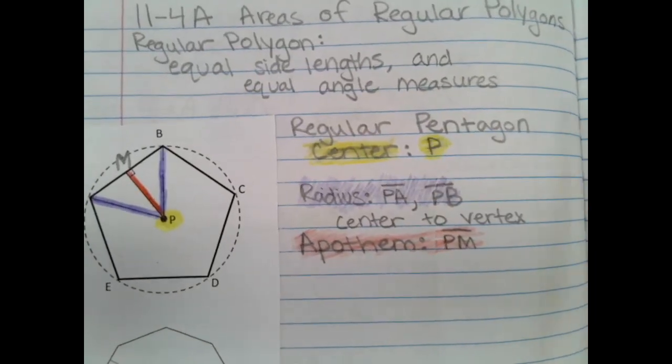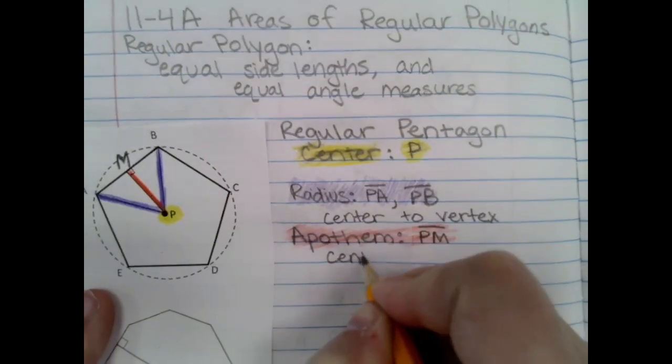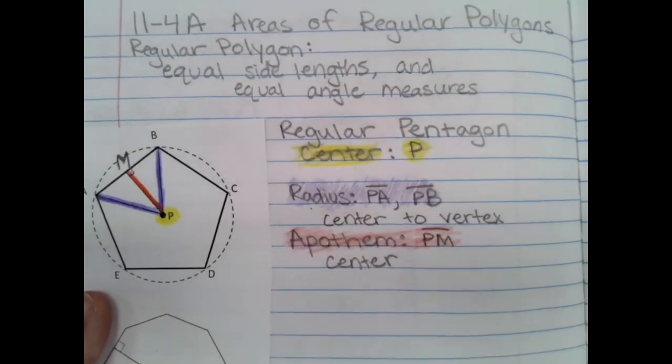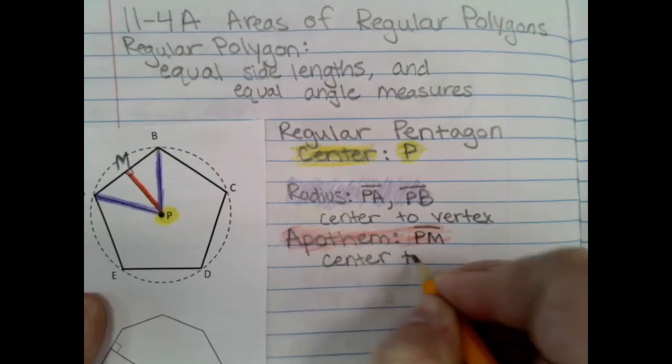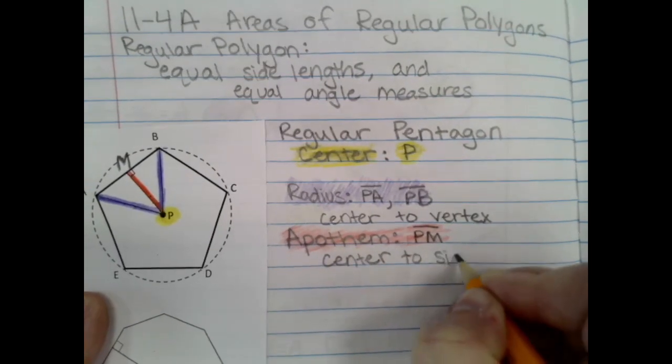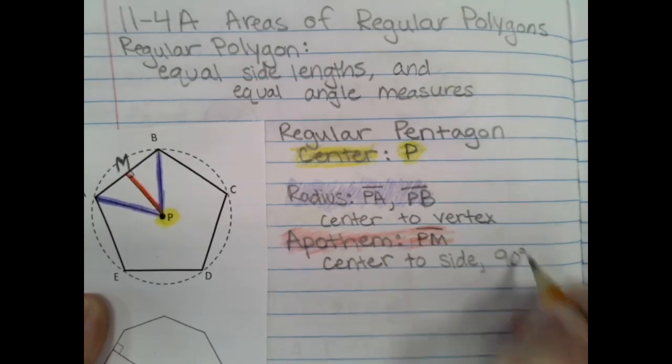All right, and what that really means, apothem, is that we're going from the center. And like that Greek word said, what was it? To put aside? To put to the side, so it's going from center to side. And it creates a 90-degree angle.